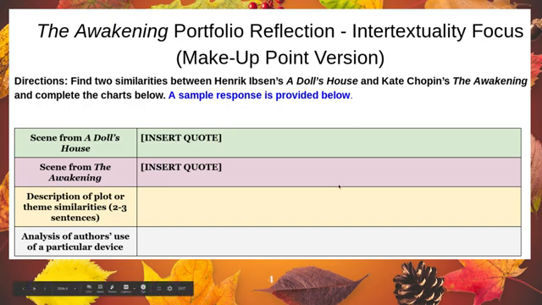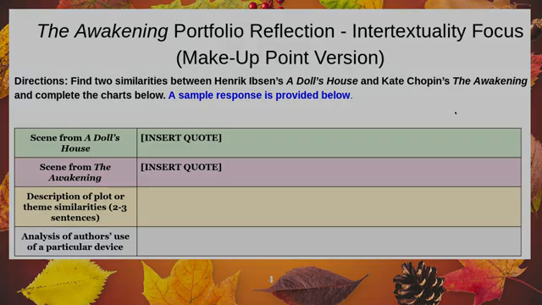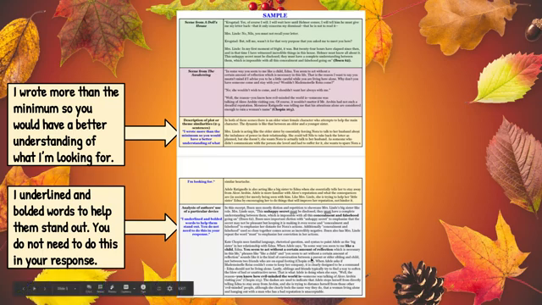You'll see there's a chart. There's two of these charts actually that you fill in, where you fill in a scene from each of the texts, a description of the plot or the theme similarities, like 2 to 3 sentences, and then an analysis of the author's use of a particular device in those two excerpts. If you scroll down to the bottom, I've given you an example of what that looks like.